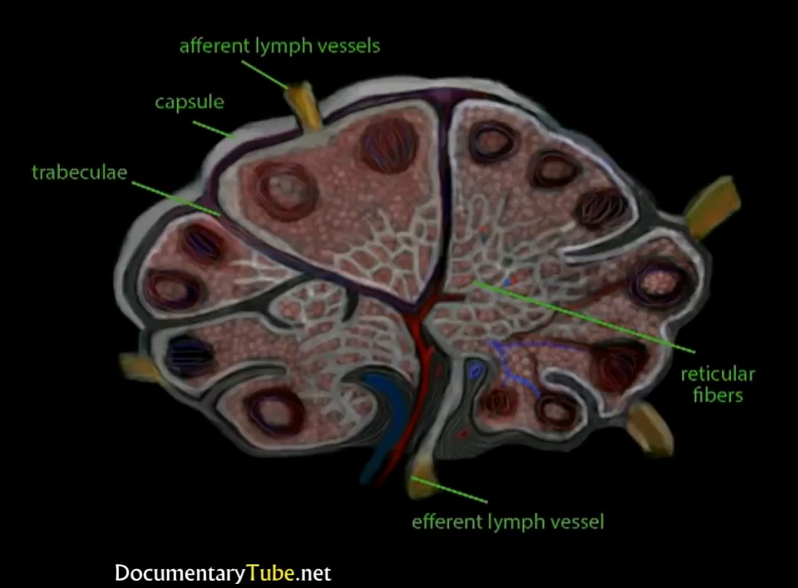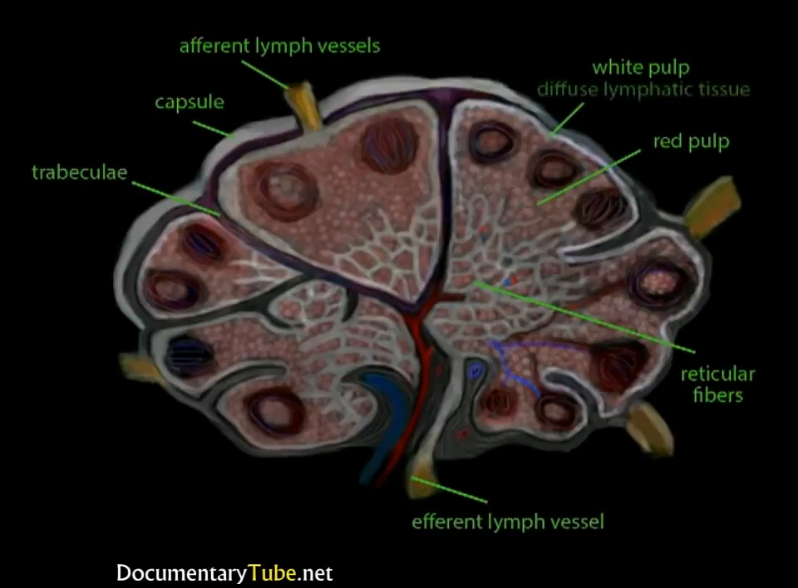Reticular fibers extend from the trabeculae, forming a net of connective tissue throughout the lymph node. Inside the spleen, there are two types of tissue, red pulp and white pulp. The white pulp is composed of diffuse lymphatic tissue and lymph nodules, much like the lymph node. This white pulp surrounds the arteries which enter the spleen. The red pulp is made of twisted veins and reticular fibers which are full of blood cells which were in the capillaries of the spleen.